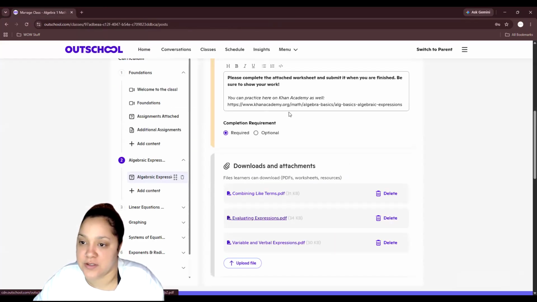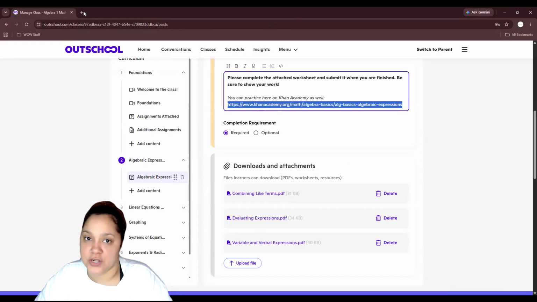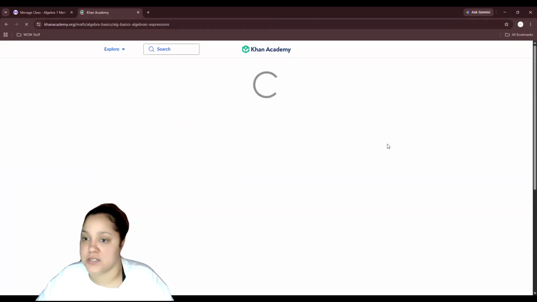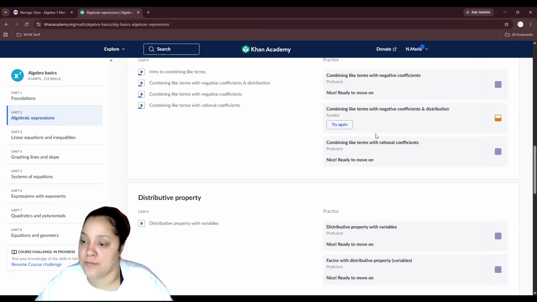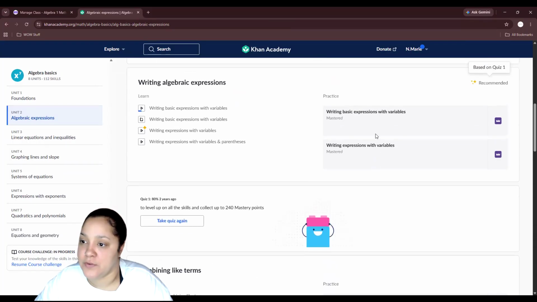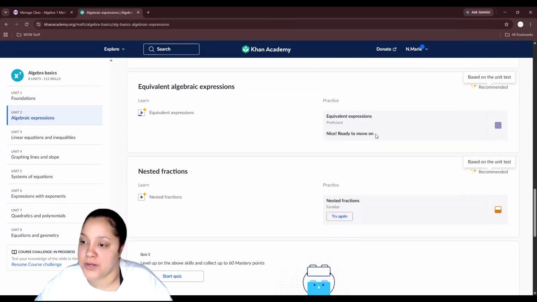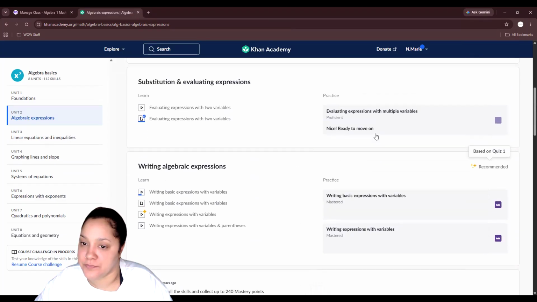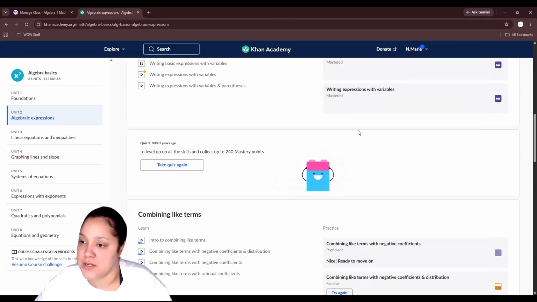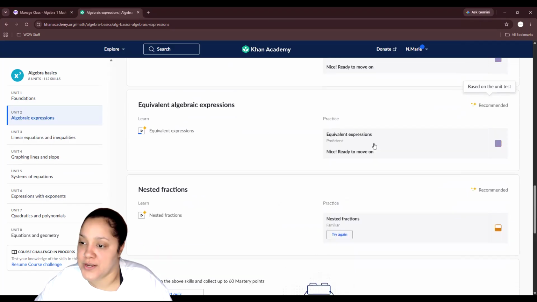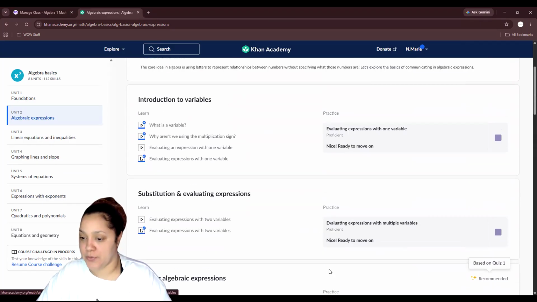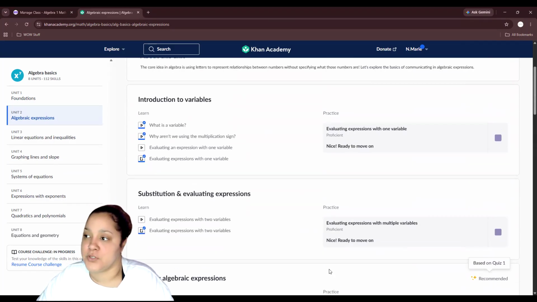And you'll be practicing those using that worksheet, but also you can practice on Khan Academy, of course, as well. All right, now we're going to move on to combining like terms and distributive property and equivalent expressions. But first, I want you to practice up to quiz 1 here before moving on to the rest. And so we will do that in a separate video. I'll see you in the next one.